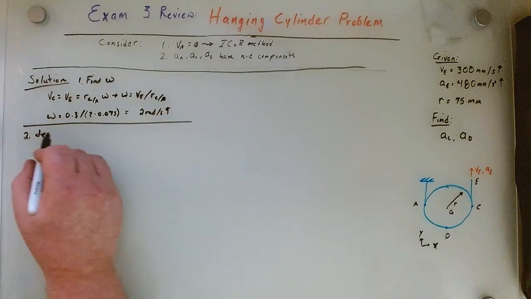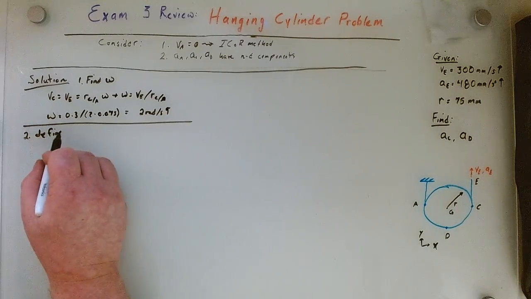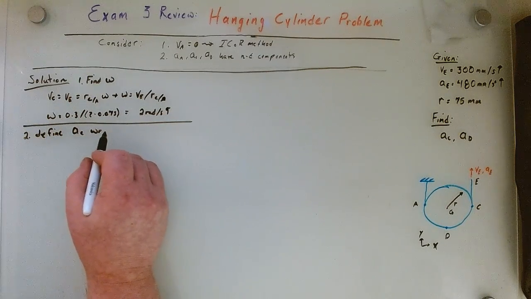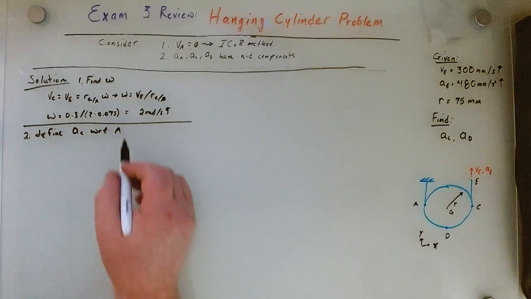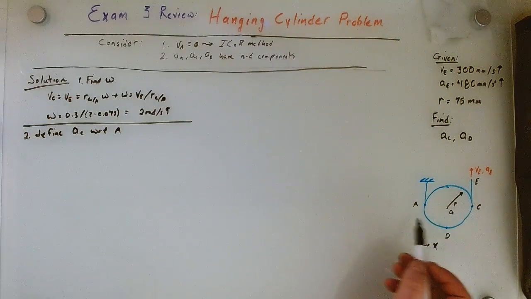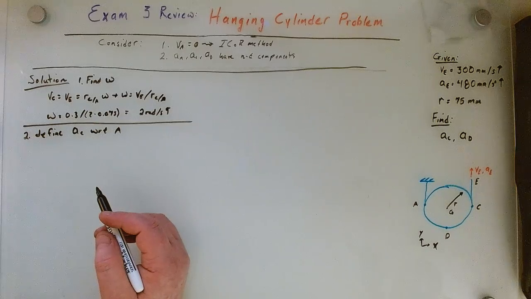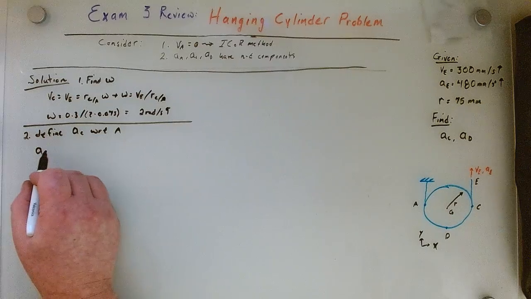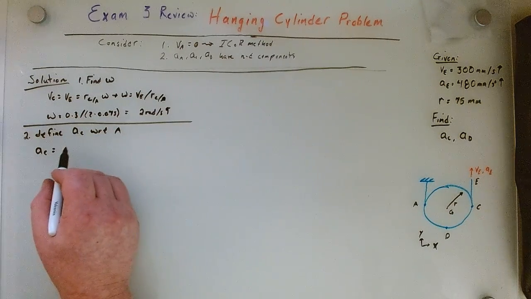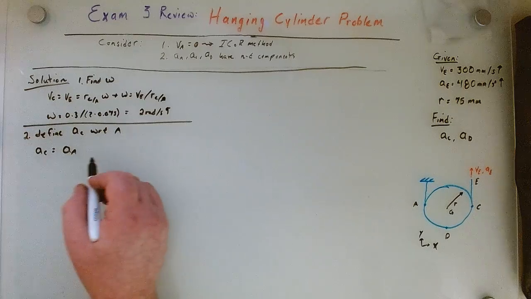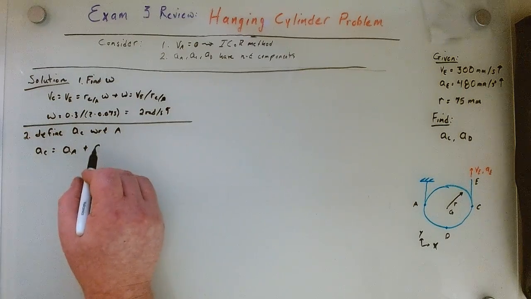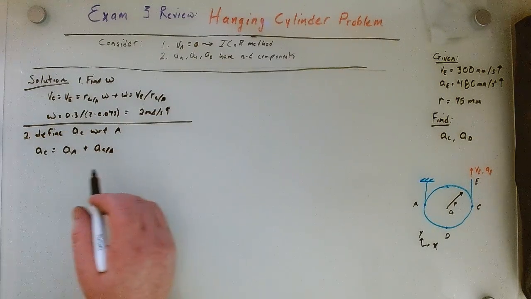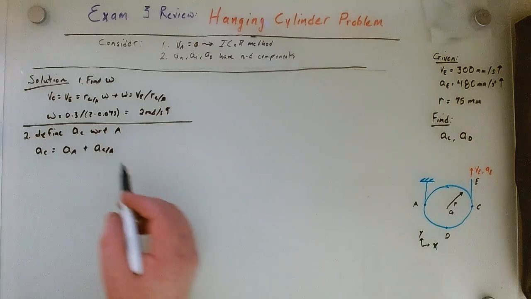Step 2. Let's define the acceleration. We'll define the acceleration of C with respect to point A, again using the fact that A is not moving to help us with solving this. So a sub C is equal to the translational part, which is a sub A, plus the rotational part, which is a sub C with respect to A. Oh, by the way, with respect to, WRT.